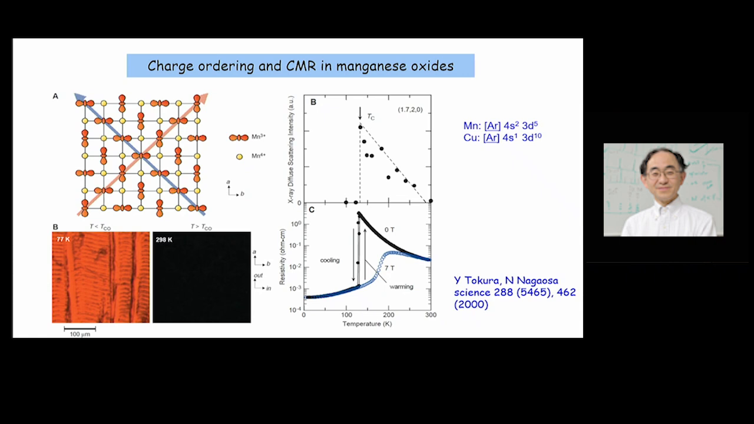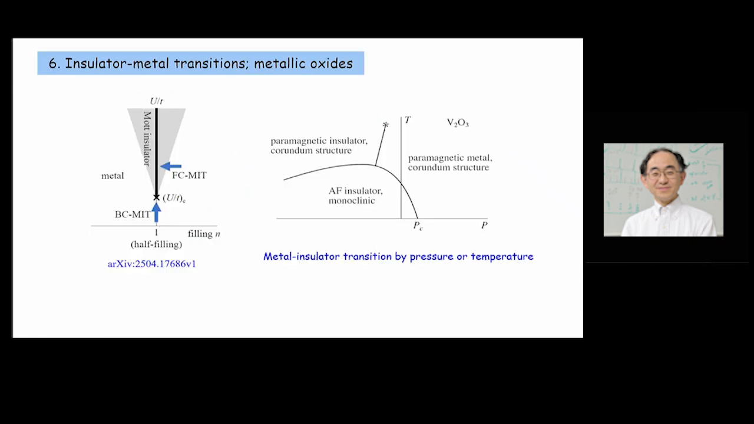So this chain structure in the diagonal 1-1 direction is accompanied by the charge ordering. This type of charge ordering, orbital ordering, and also the spin ordering all happen together. So this leads to a very strong insulating state, right? Then this insulator-metal transition can be driven by the temperature and other methods.